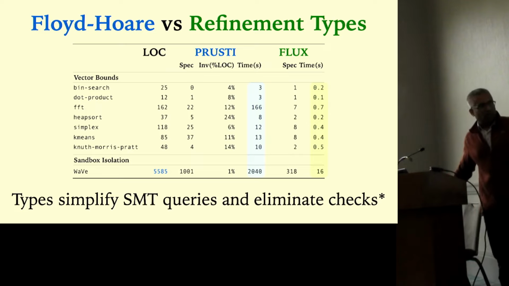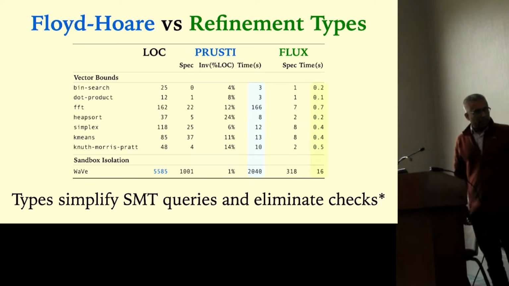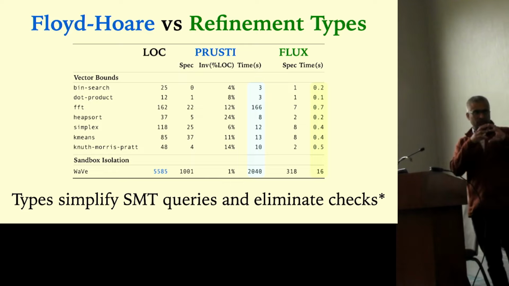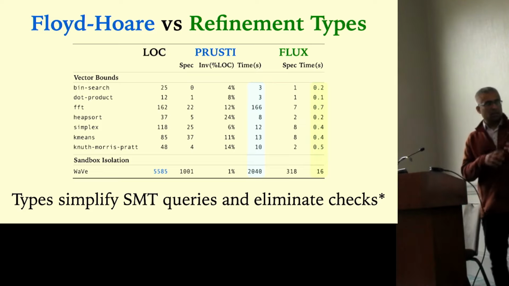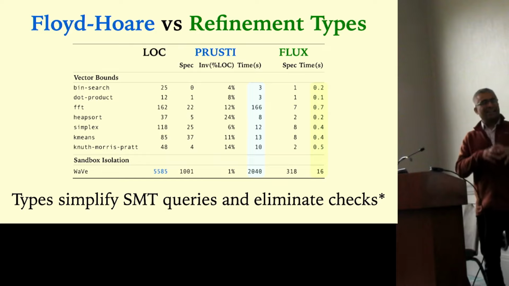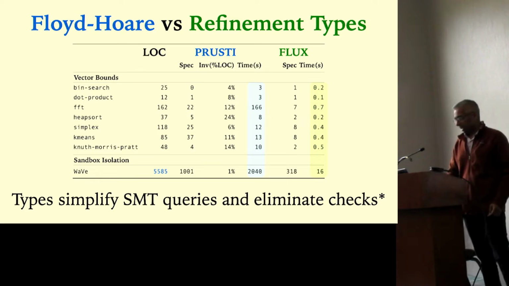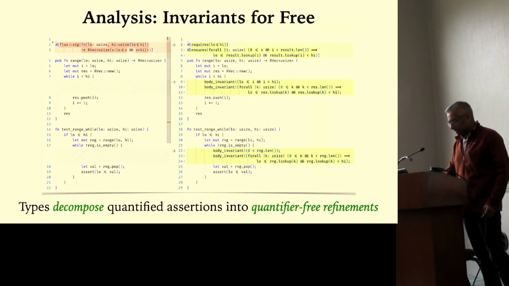Furthermore, we conjecture, though we have not done a full profiling, that the types make the SMT queries much simpler. Prusti also uses an SMT solver, but they use universally quantified assertions, which are more work for the SMT solver. And Prusti does a little more work to do the memory consistency checking, all of which get eliminated by the types, and so the check becomes somewhat faster.